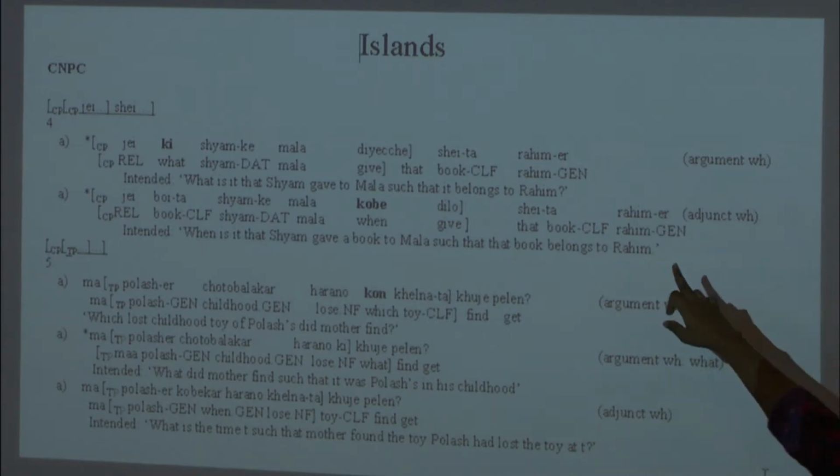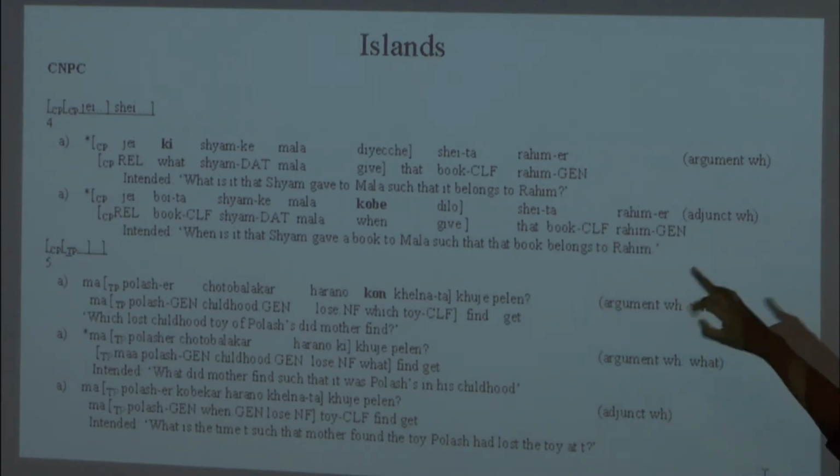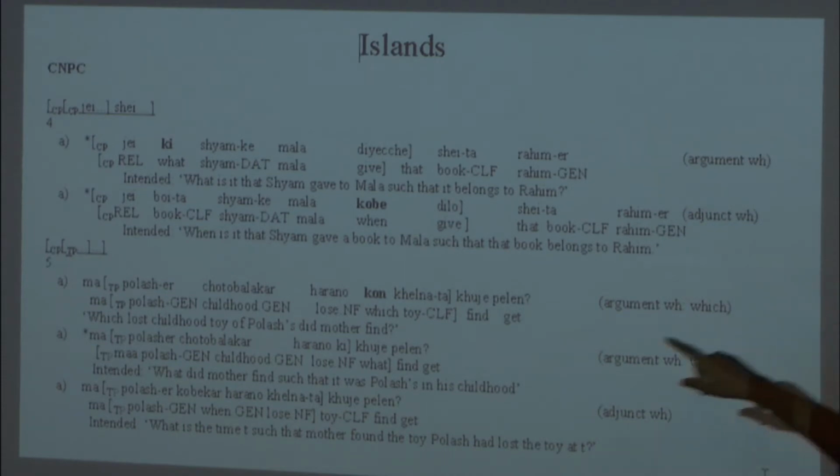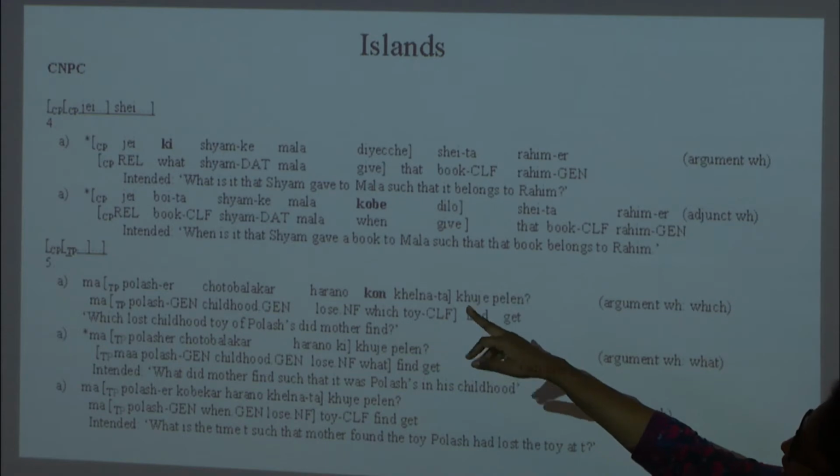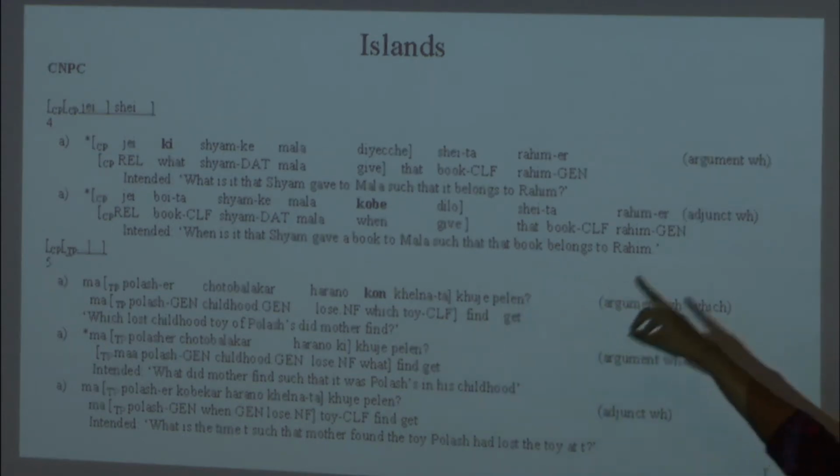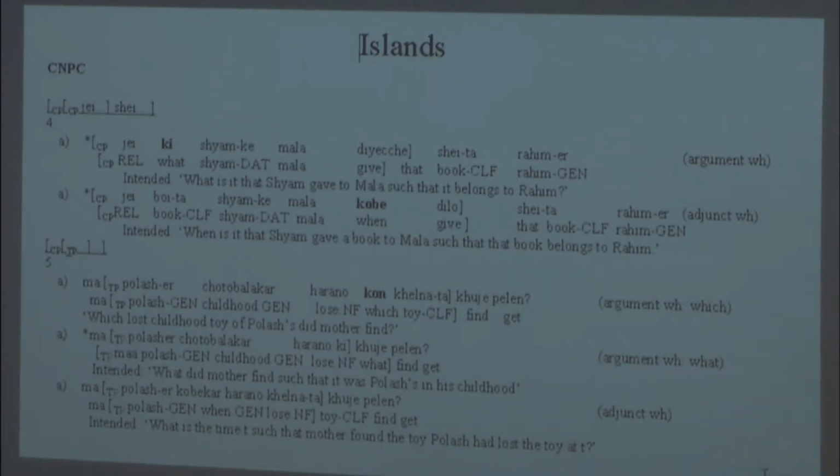So the first one, the CNPC, which is the one that is bad, is having a correlative. Is this a correlative structure? Yeah, correlative kind of structure. So you have Jay ki sham ke mala diyeche seta Rohimer. It's bad.